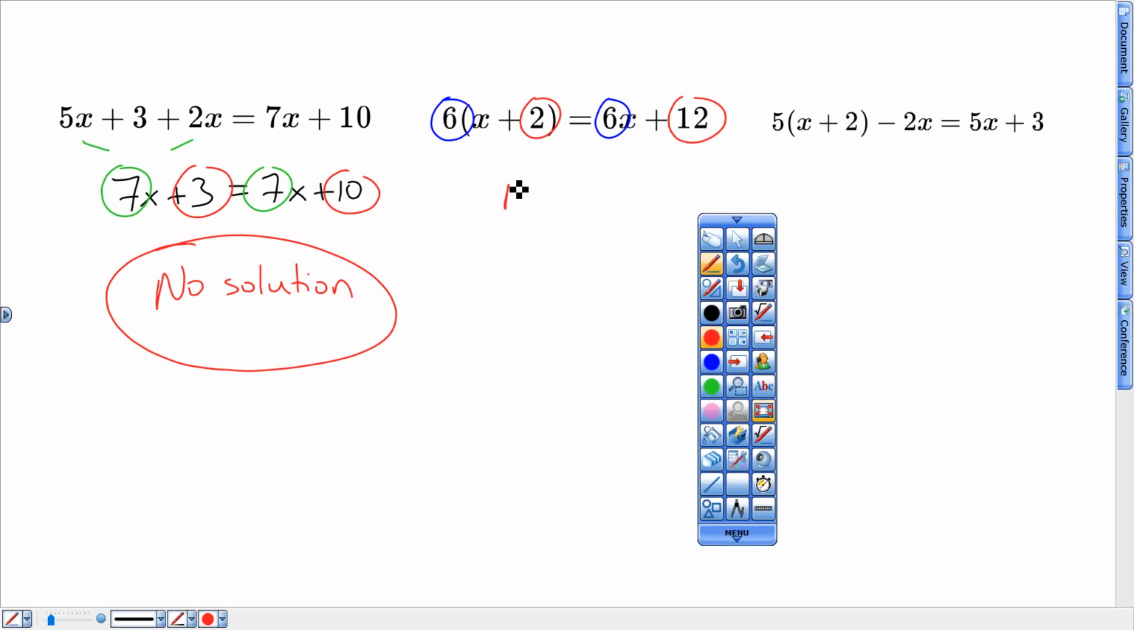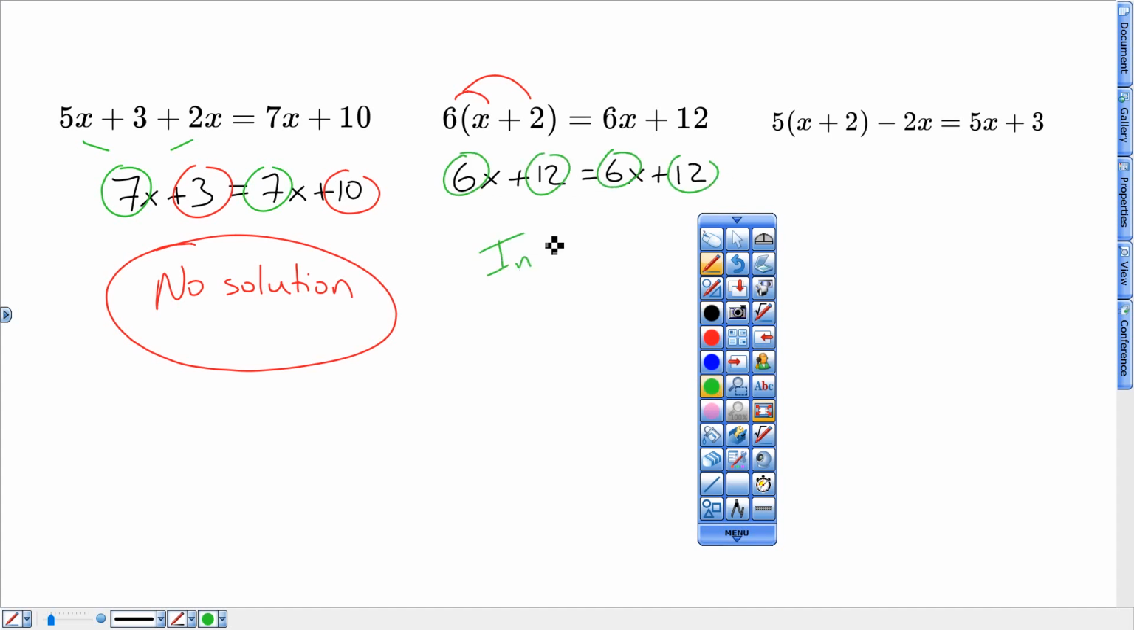Some people will be all, oh, that's a no solution, but be careful. It's kind of in disguise. If I distribute this, because you got to know how to distribute, that gives you 6x plus 12, and then another 6x plus 12. So you can see that now has everything the same. That's an infinite solution. Any number will work.